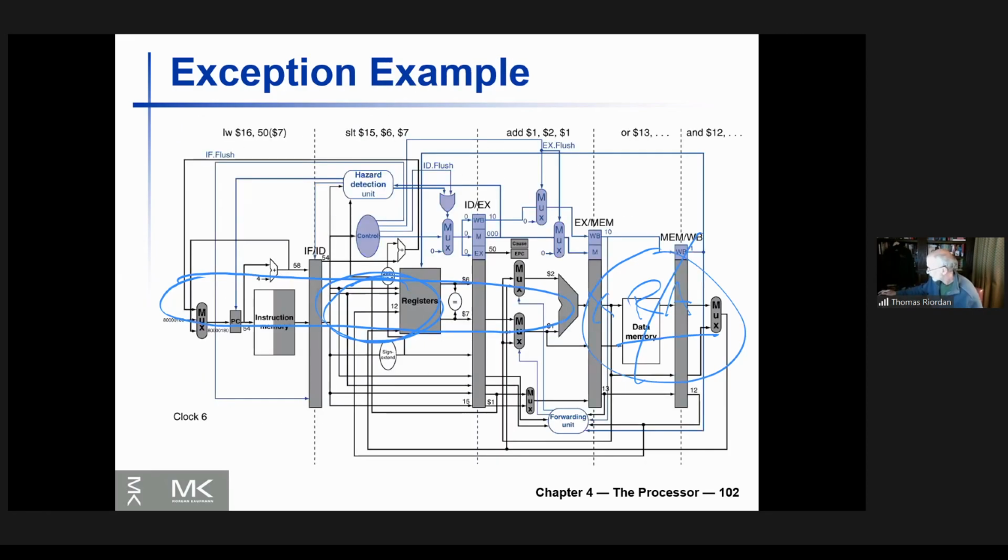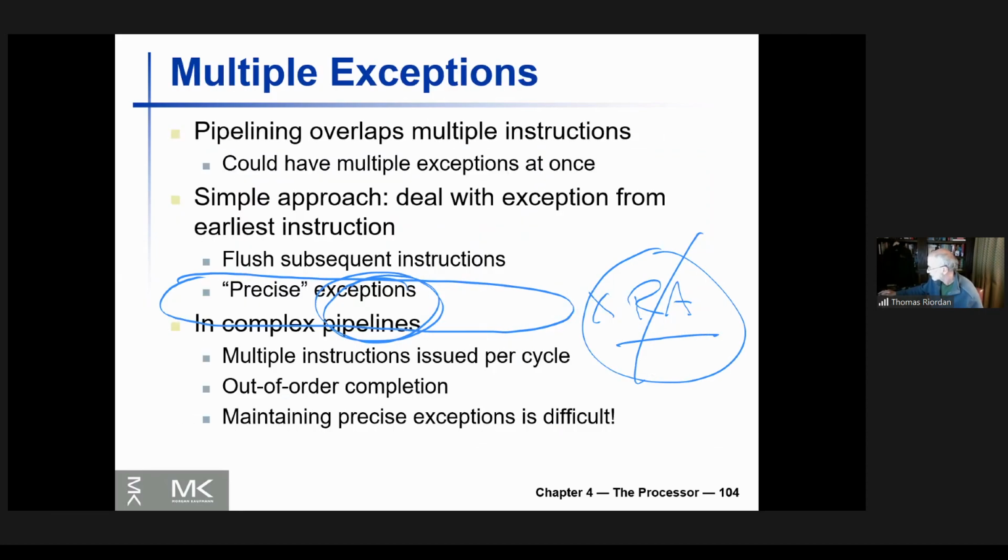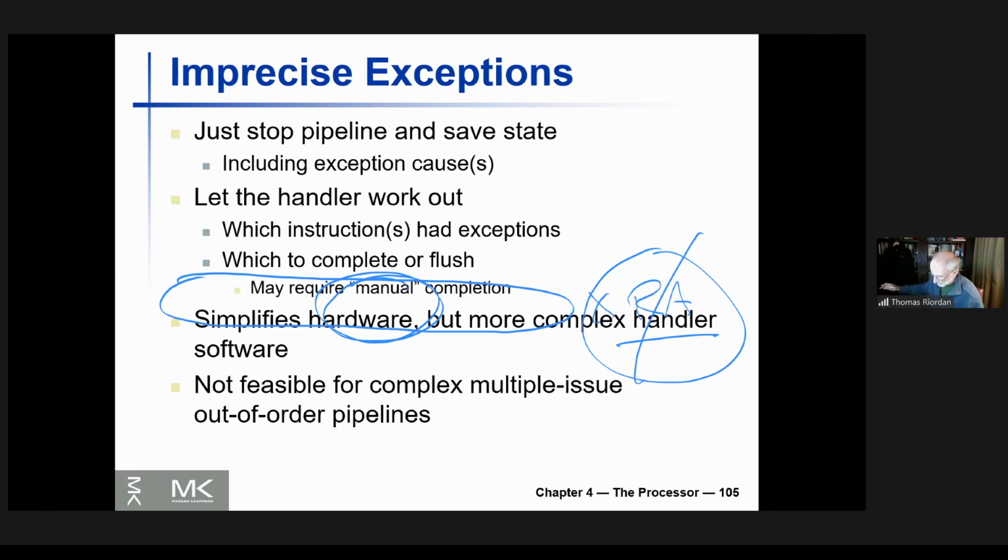Oh, we don't care about this example. We don't care about multiple exceptions. We don't care about imprecise exceptions.